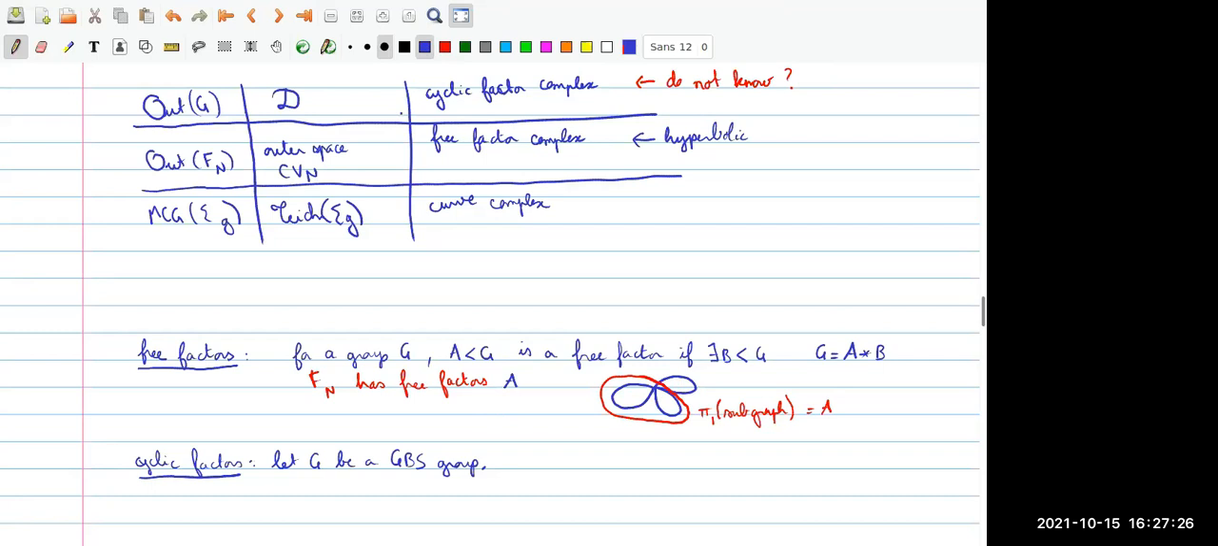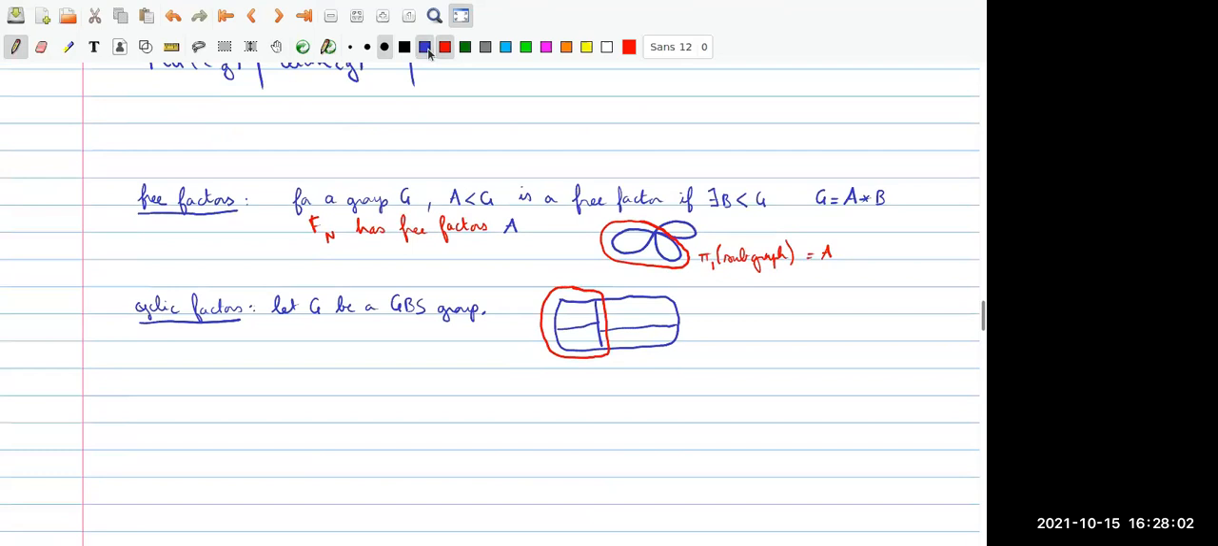So in GBS groups, free factors are not relevant. But I would like to do the same. So what I want to do is take a graph of groups, and I want to say that the pi 1 of a subgraph, which is also a graph of groups, is a cyclic factor. So here's the definition. I say that H, a subgroup of G, is a cyclic factor.